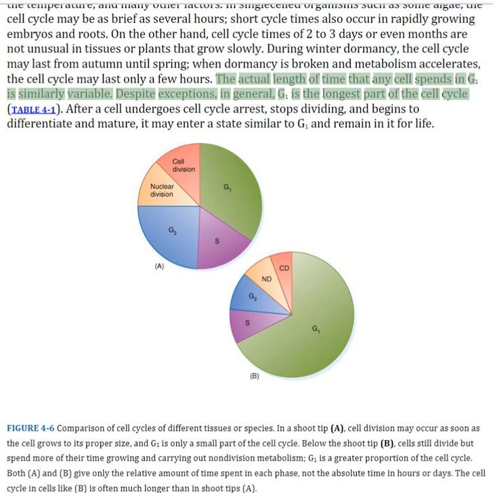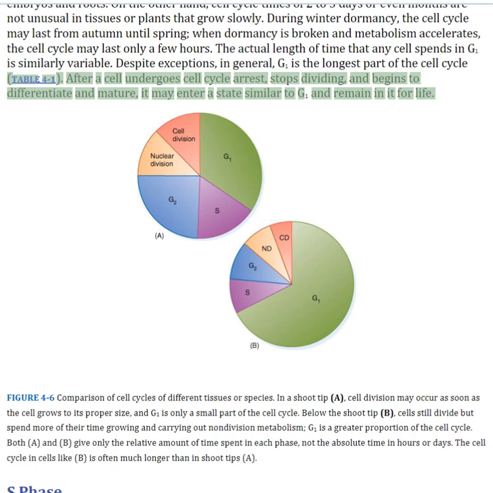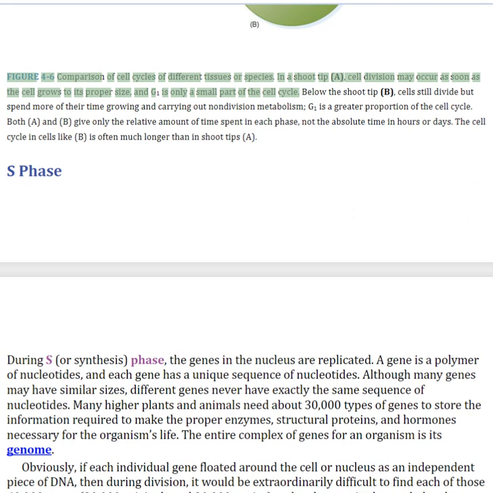The actual length of time that any cell spends in G1 is similarly variable. Despite exceptions, in general, G1 is the longest part of the cell cycle. After a cell undergoes cell cycle arrest, stops dividing, and begins to differentiate and mature, it may enter a state similar to G1 and remain in it for life. Figure 4.6: Comparison of cell cycles of different tissues or species.